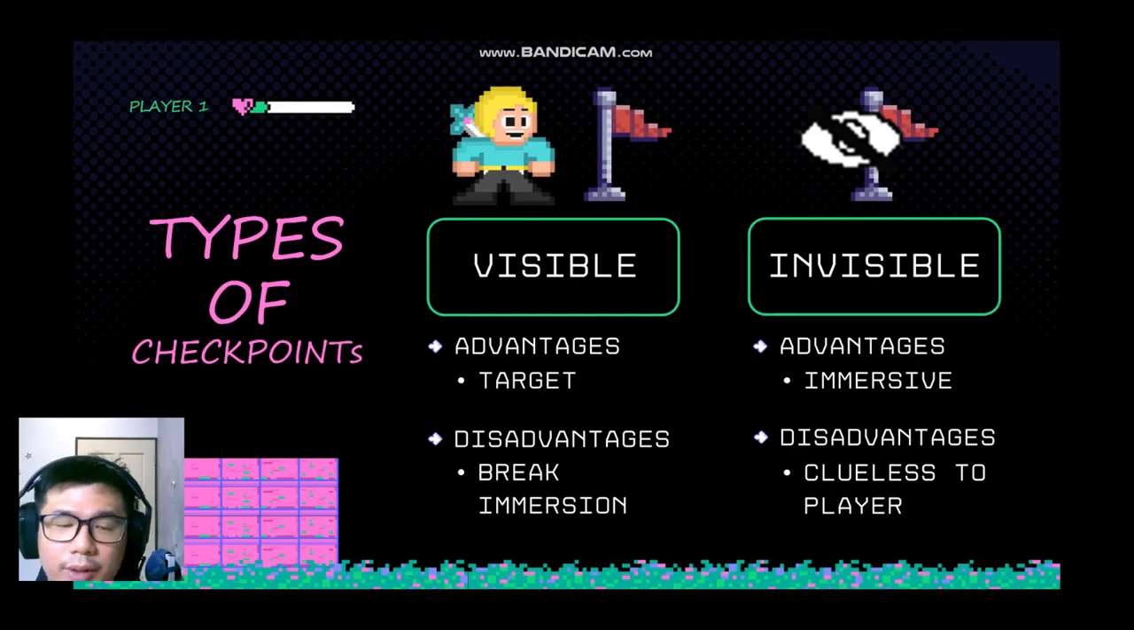And there are two types of checkpoints here, which are the visible one and the invisible one. The visible ones serve as targets for the player to reach, and when the player reaches the checkpoint, they can feel a sense of accomplishment. But the disadvantage is it breaks immersion, as the checkpoints might look gamey to the player. The invisible one provides an immersive experience for the player, but the player might be clueless when they activate one, and it can also cause frustration because the player doesn't know where the last checkpoint is.